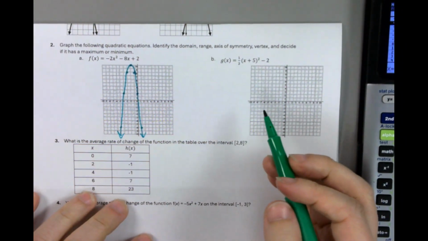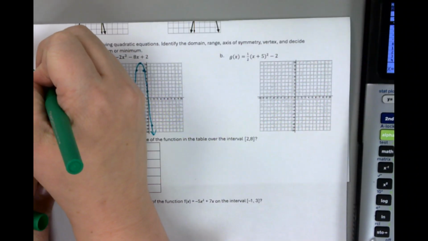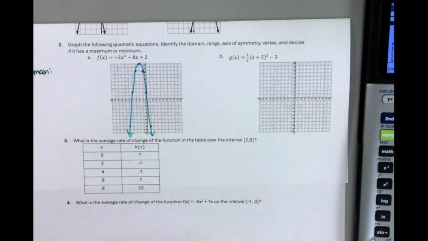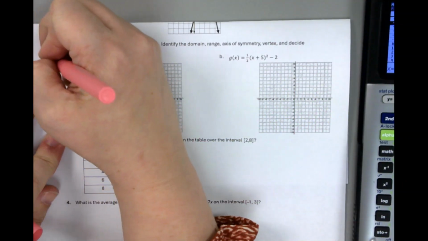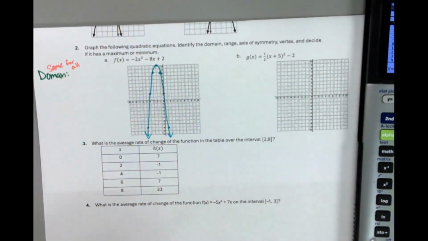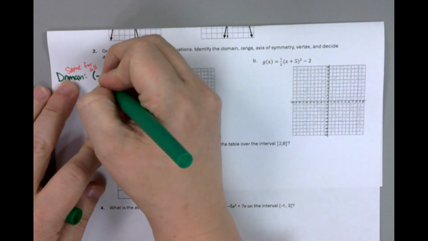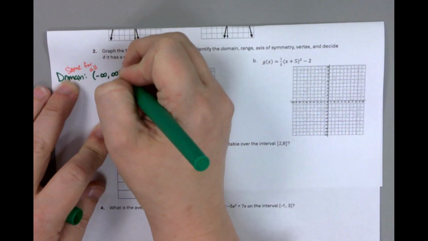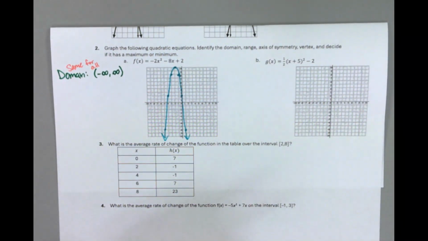So now we have the parabola written down. Now we're going to identify the domain, range, axis of symmetry, vertex, and decide if it has a max or a min. Domain. The domain is the same for every quadratic. That says all. That's really bad handwriting. Same for all. Domain is the same for every quadratic, and that is negative infinity to positive infinity. This just means that you could plug in any x value and square it.